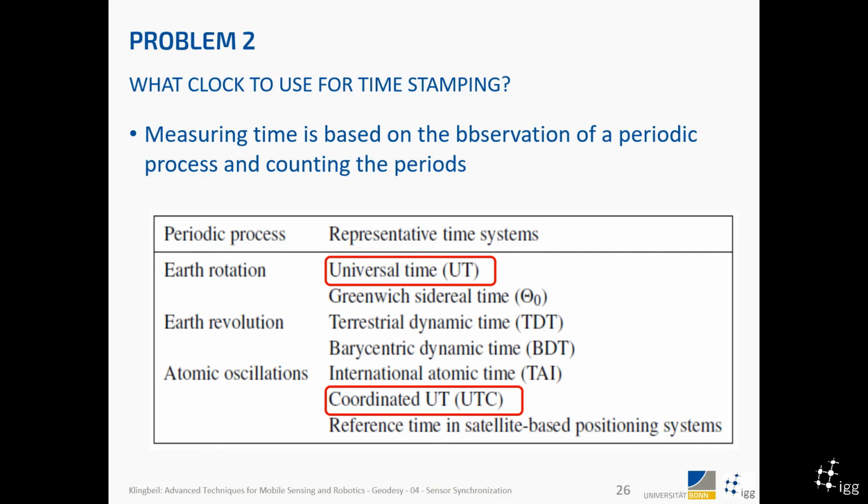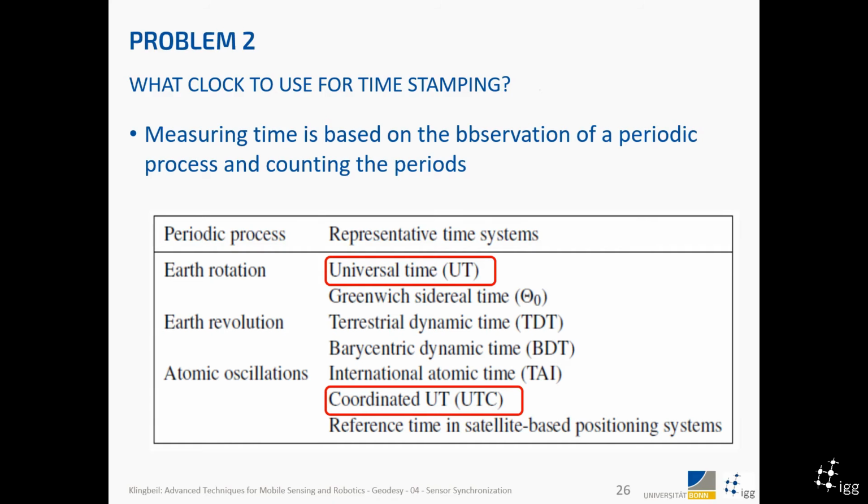And I want to just go through some general things on different time systems. The general idea of measuring time is based on the observation of a periodic process and counting the periods, right? So how do you measure time? You look at something which happens over and over again, which is a periodic process like an oscillation, and then count the periods. This is what we usually do when we measure time.